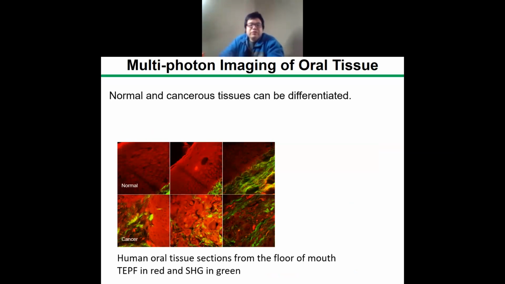So there are several challenges. For multi-photon, right now the laser is one of the biggest challenges because it's too bulky, so we try to develop a fiber-based laser to excite the tissue, replacing the traditional bulky laser system.